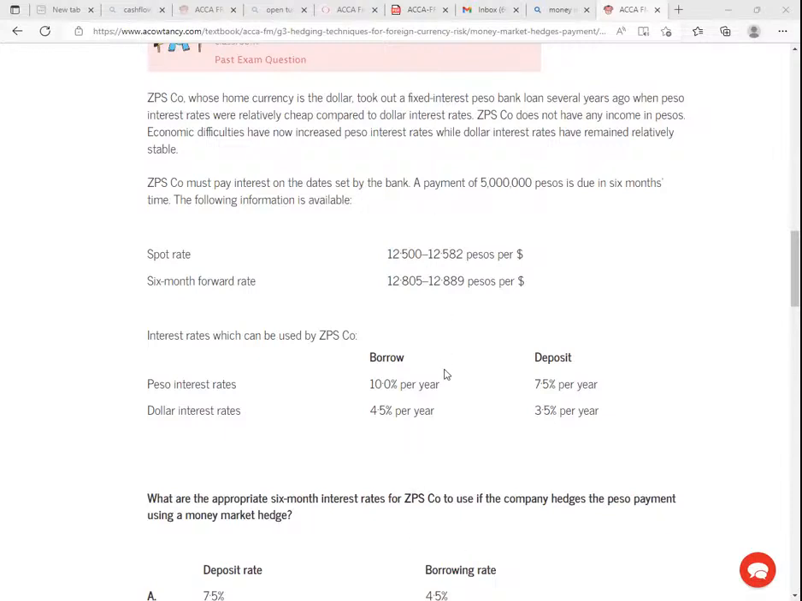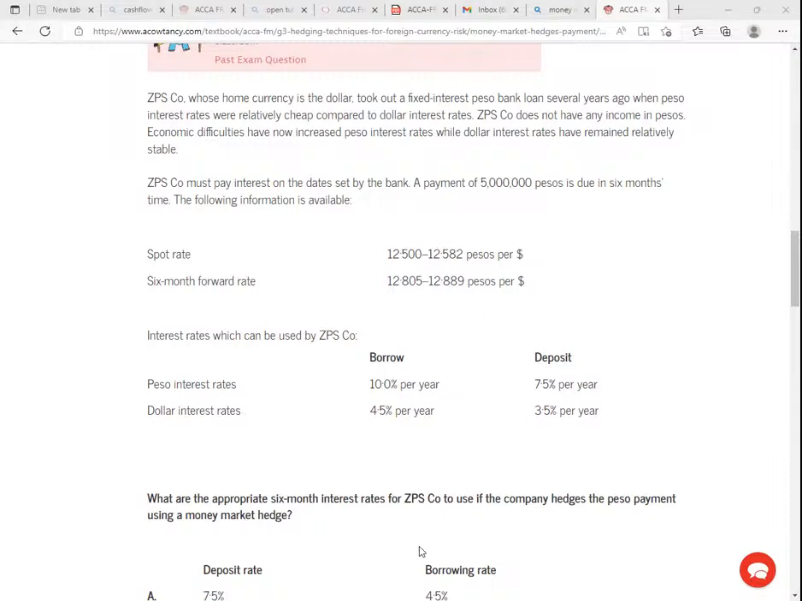Now, ladies and gentlemen, there is an area here where I would want to give you a technical knockout. Here on the spot rate, remember, in the money market you always make use of the spot rate. Which one will I put there, 12.50 or 12.582 pesos per dollar? Which one will I put in between?